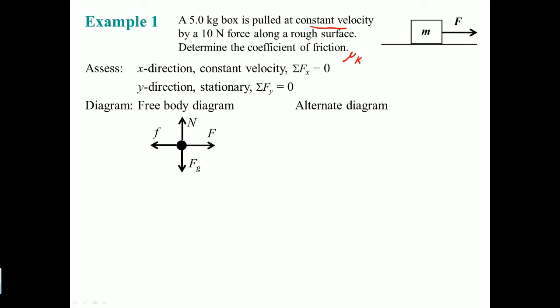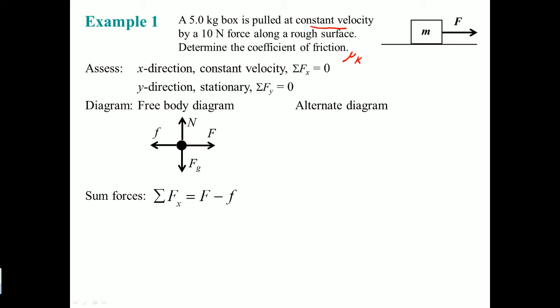The force going up is normal. The force going down is force of gravity. The force going to the right is the pulling force. You could call that F or T. And the force that opposes it is force of friction. Again, here I just write the F. I do not write the subscript. You don't have to write F of k or F of s. Okay, you just know it's force of friction, right? There's no alternate diagram because this is just in the traditional XY coordinate, right?